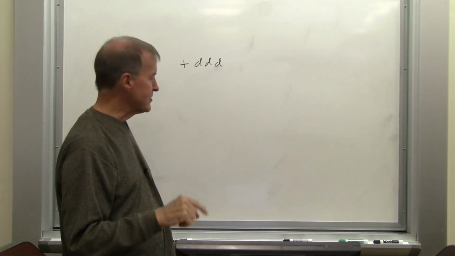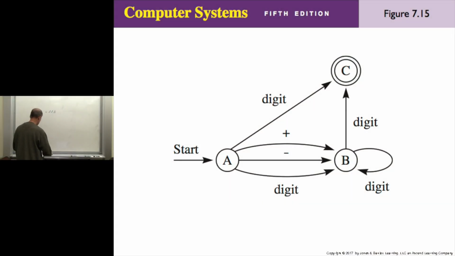So we start on the start state, and here's our little cursor. What happens when we scan the plus? We go to B. Now when we scan this D, what happens if we're in state B and we have a digit? We could stay at B, or we could go to C. Let's say we go to C.